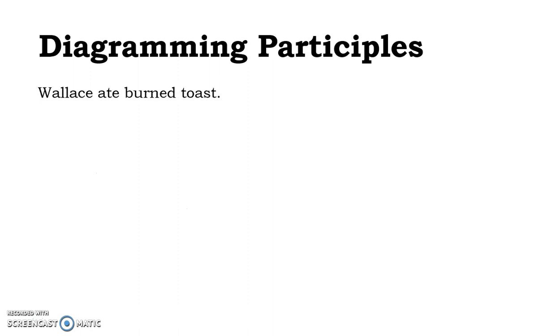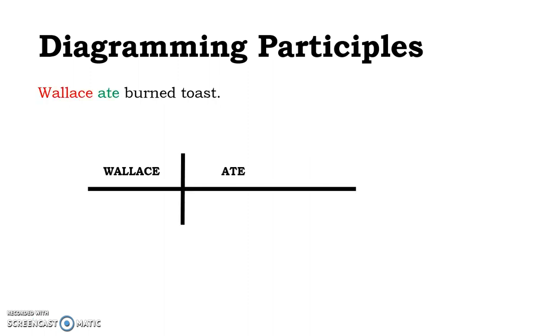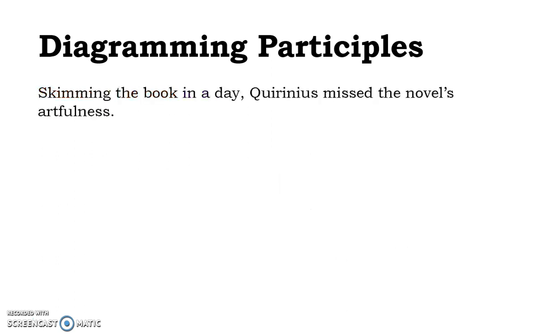Here's a very, very simple case of diagramming a participle. Wallace ate burned toast. Okay? So easily I have subject and verb, Wallace ate, and I see that toast is the direct object. I put that as the direct object of the sentence. Burned there is my participle. It's a verb that's been turned into an adjective, and it's describing toast. So there I draw my participial slope. I put burned beneath.